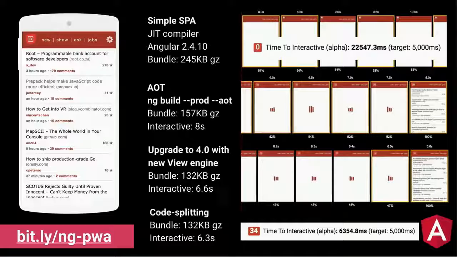And by using code splitting, something I know that the Angular team are trying to make a default for all their users as well, we got our interactive scores all the way down to 6.3 seconds on real devices. I think that the Angular team are making excellent strides, and I'm looking forward to the day where a lot of these practices are just the default for all users.